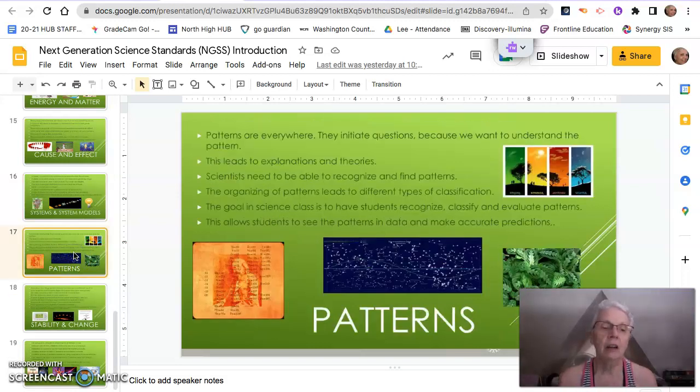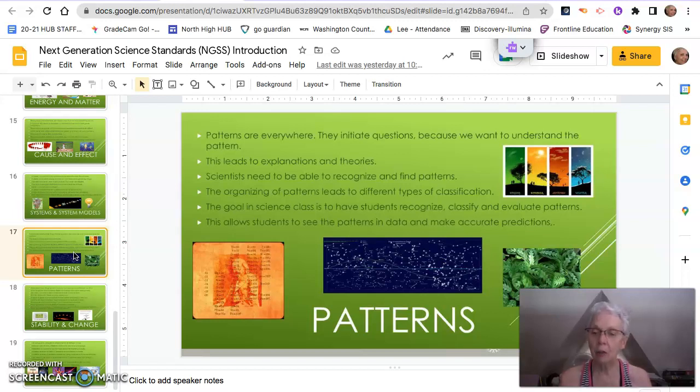In these cross-cutting concepts, remember that's what we're looking at right now, we're looking at patterns. Patterns are everywhere. Think of all the different patterns you see. They do lead to explanations and theories in science. You have to recognize them first, find that pattern, and then once you find that pattern, you will learn to classify things. So a good example of patterns is in petals on a flower.